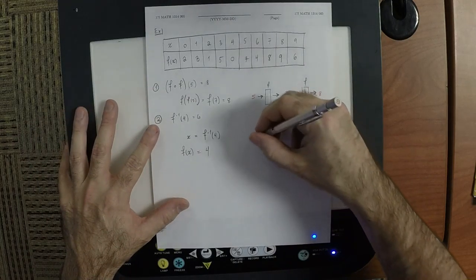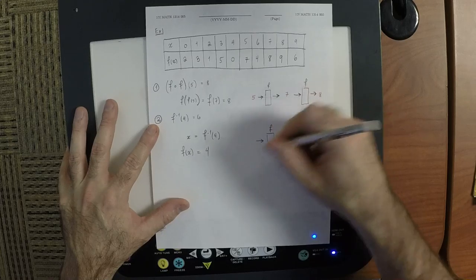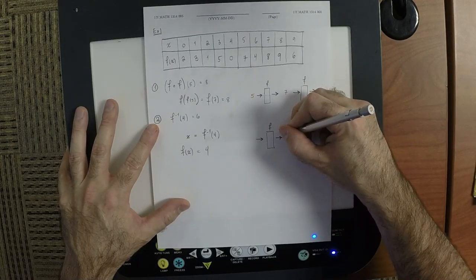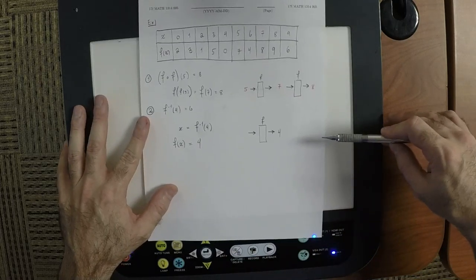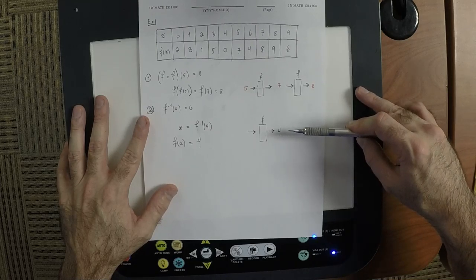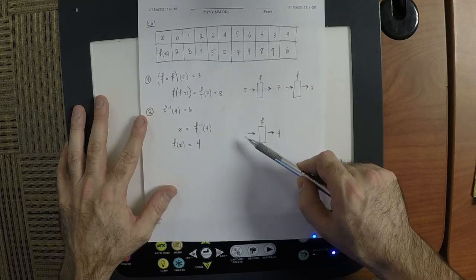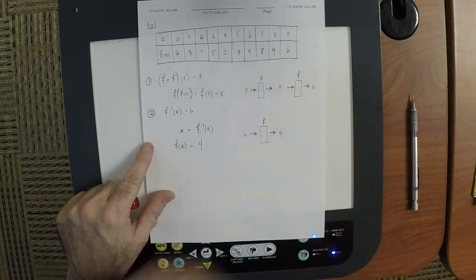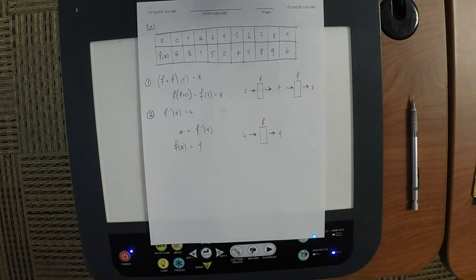Alternatively, from the machine point of view, it's saying that, well, suppose that you have the f machine and you witness a 4 come out. If you were to make this machine run in reverse, if you were to push the 4 back in, what would you witness come out on the other side? A 6. Any question about this one?